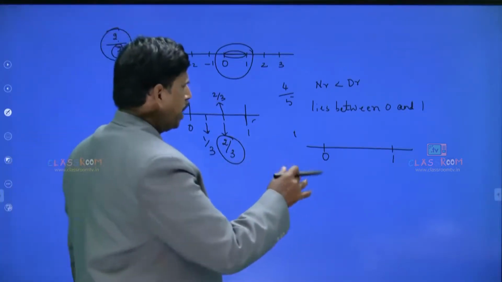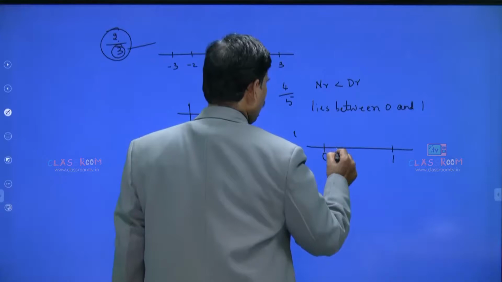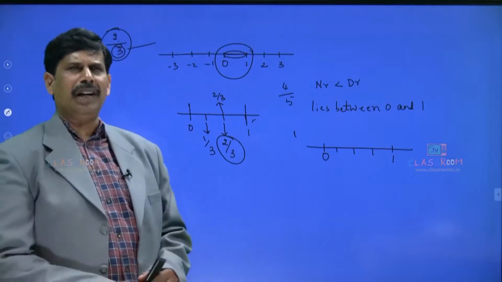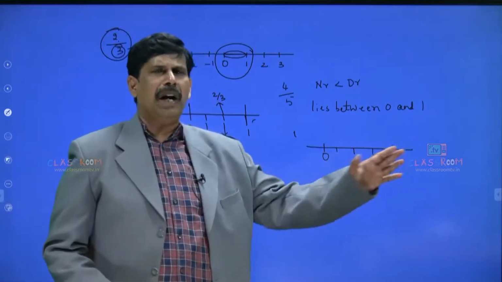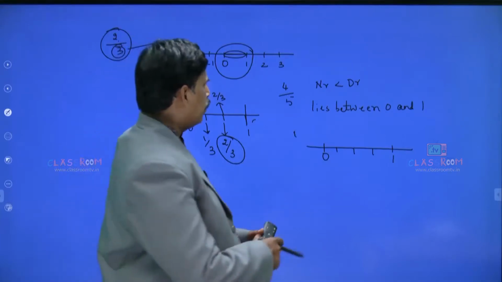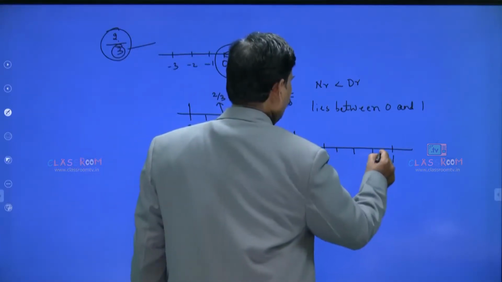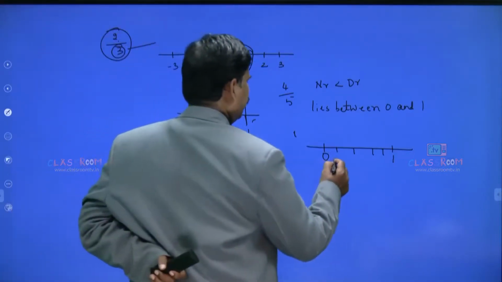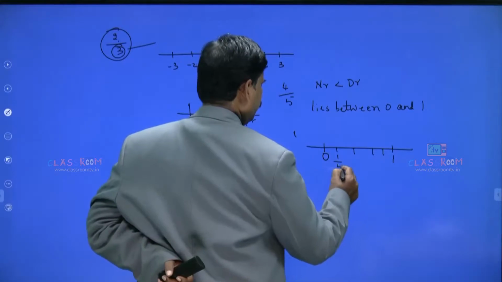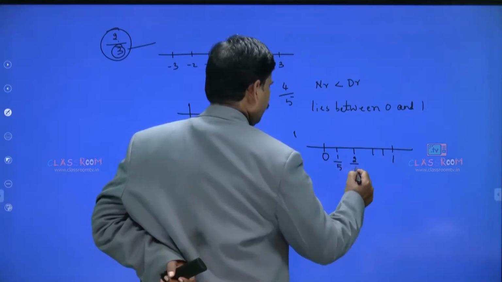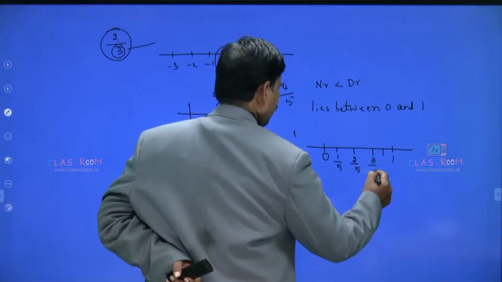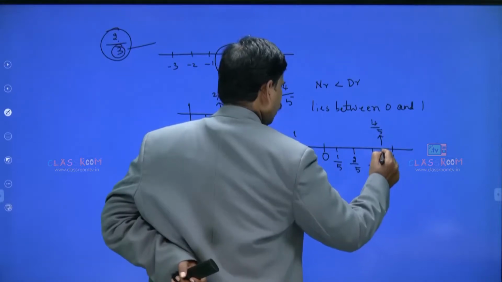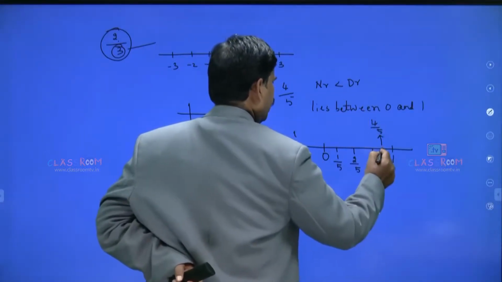So you divide this space into 5 equal parts: 1, 2, 3, 4, 5. You have to divide this into 5 equal parts because the denominator is 5. So now this will be 1 by 5, this is 2 by 5, this is 3 by 5. Now what is the answer we wanted? We wanted 4 by 5. So this one is 4 by 5.